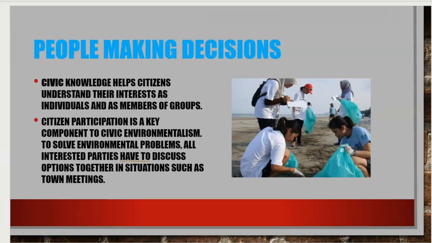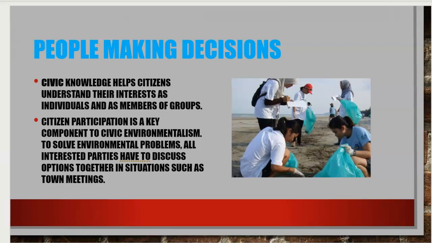And when you have civic knowledge, that helps you as a citizen understand the interests of individuals or groups, or individuals as members of groups. And it's very important that citizens participate in civic environmentalism. Okay, so if we want to reduce environmental problems, citizens have to be involved. They have to come together, they have to discuss options, and then they have to work towards resolving those problems.